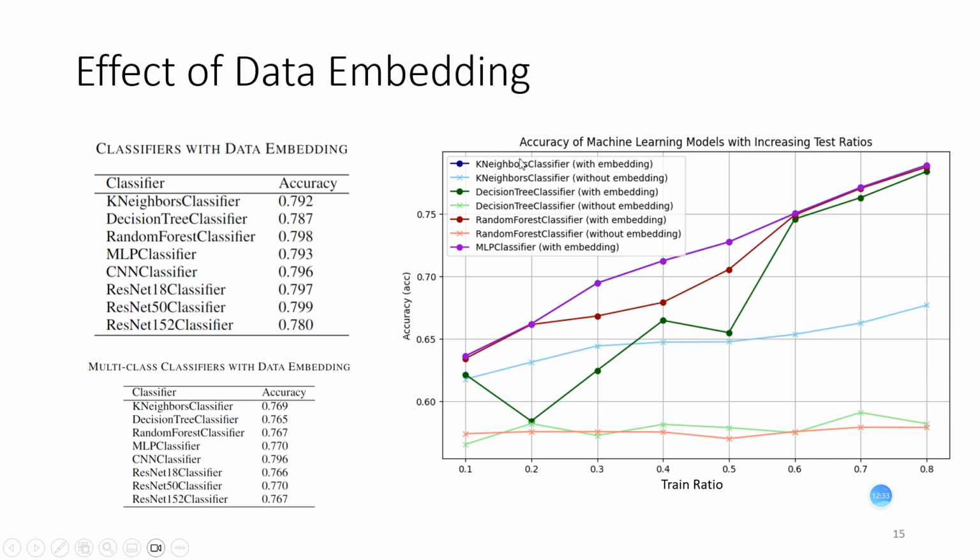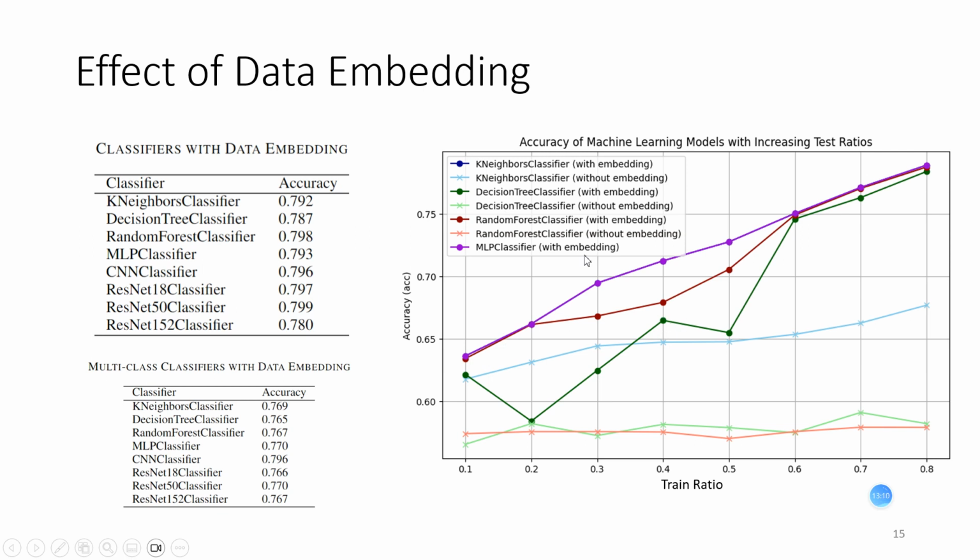Then we talk about the accuracy of the machine learning models with increasing training ratios. This means the training ratio increased from 0.1 to 0.8, so 10% to 80%. We can see that for the decision tree classifier without embedding and random forest without embedding, it does not change significantly as the training ratio increases. For the KNN method, it steadily increases as the training ratio increases.